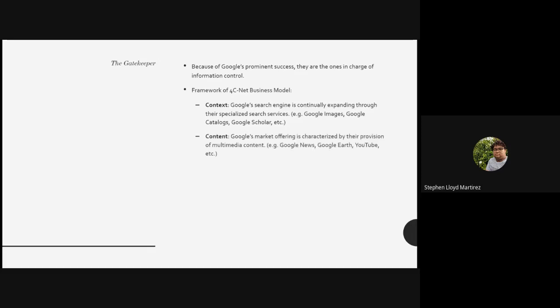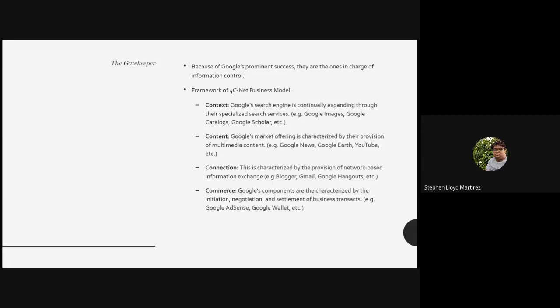Next is content. Google's market offering is characterized by its provision of multimedia content. Examples of this are Google News, Google Earth, and YouTube. Connection is characterized by the provision of network-based information exchange. Blogger, Gmail, and Hangouts allow users to connect with each other. And Blogger is the blog spot, if everyone knows what it's for.